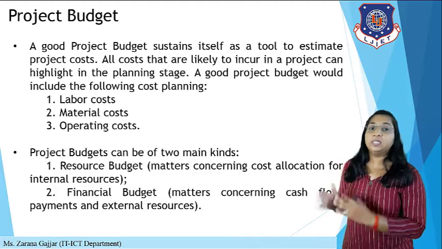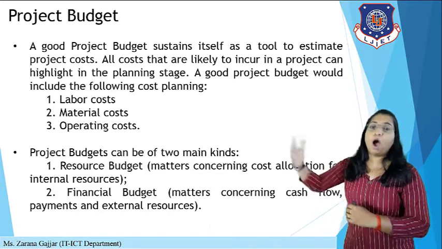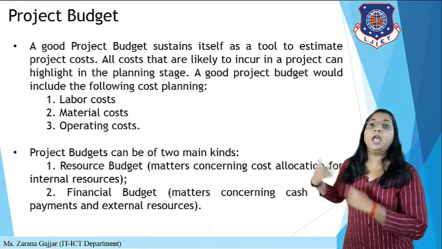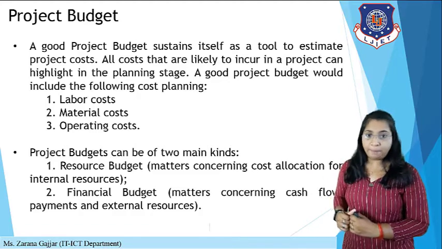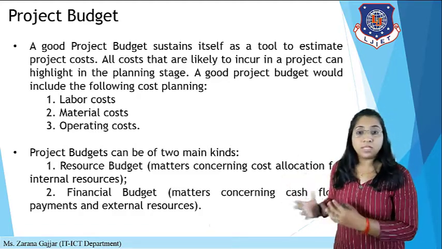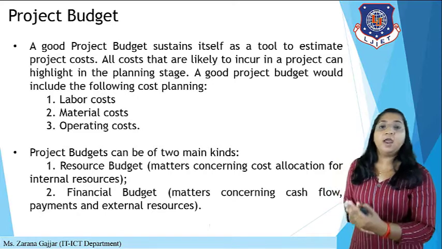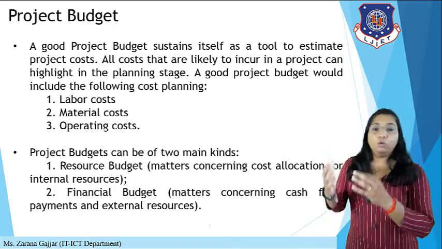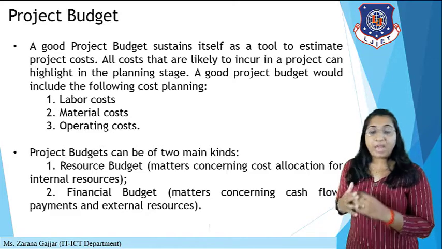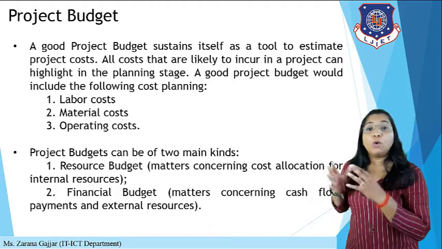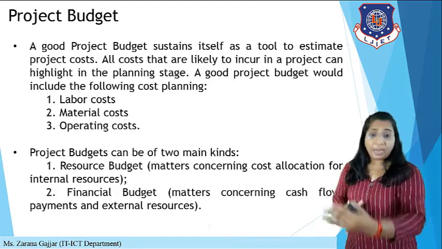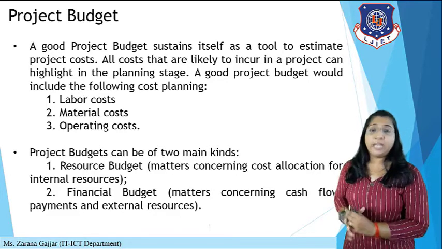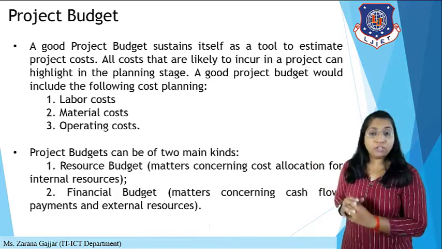So it matters concerning cash flow. Okay, so how this particular cash flow payment and external resources are going to happen. Like if you require any licensed version of software, you need to pay to buy that particular software. Similarly, if you are going to work with any mobile phone or tablet or anything, you require that particular device, so you need to pay for that particular device, right? So that will be included in a financial budget.